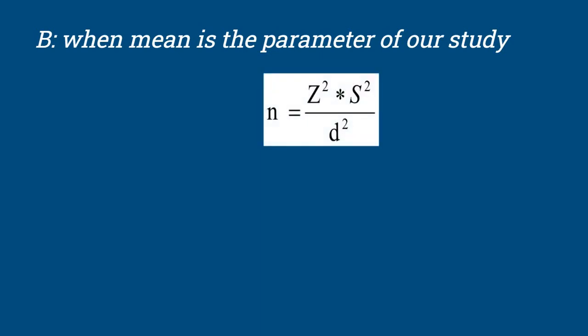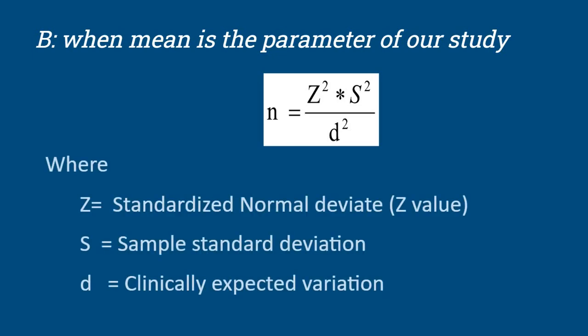Now when mean is the parameter of our study, how to calculate the sample size? So the sample size formula is Z square, instead of PQ, we have the standard deviation square, divided by D square. D is the difference between the means or the clinically expected variation. So Z is the same standard normal deviate, the Z value. S is the sample standard deviation. D is the clinically expected variation or the precision between the means.